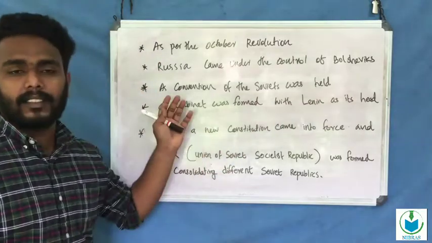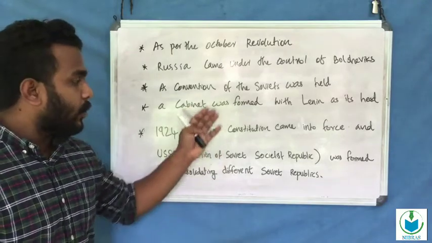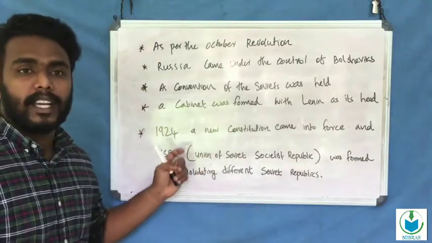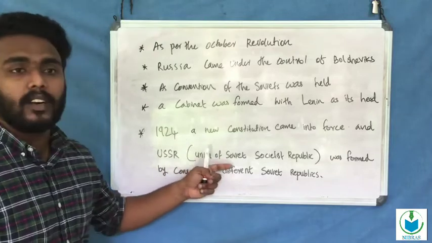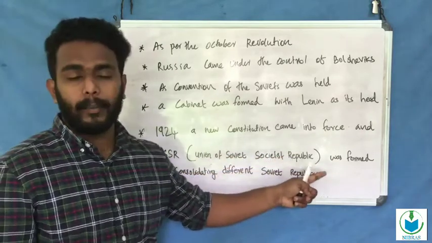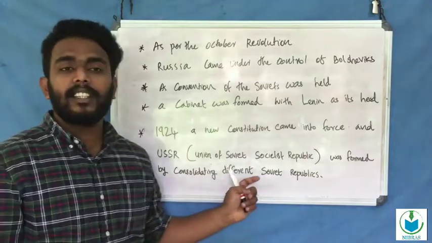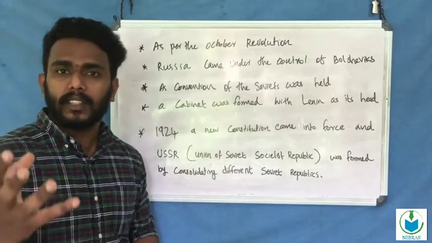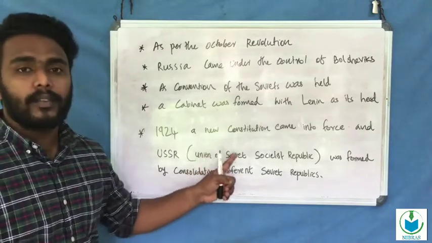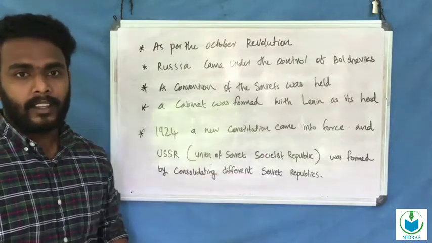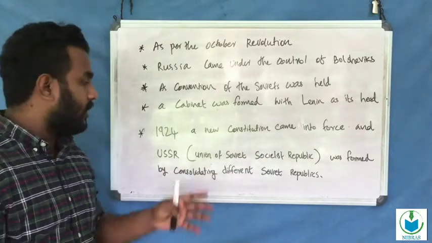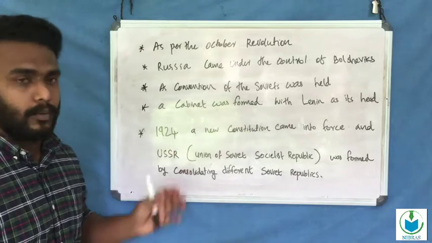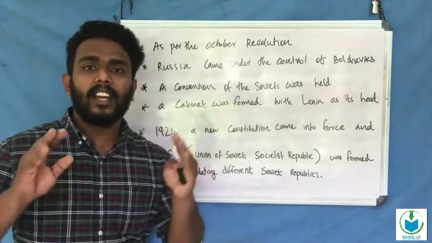And next, in 1924, a new constitution came into force in Russia, and they formed the USSR. USSR means the Union of Soviet Socialist Republics, which was formed consolidating different Soviet republics. Russia is also called the USSR. So the new constitution came into force in 1924. So these are the events of the Russian Revolution. Okay.